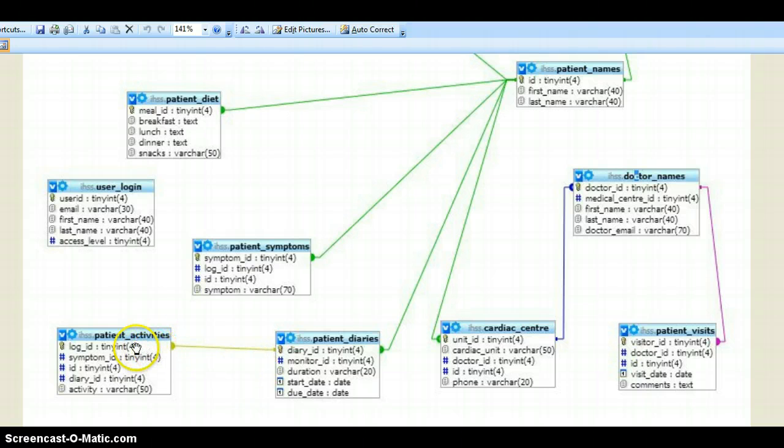And over in this one here then for the activities, you would write in anything that they were doing during the day. You would have a log ID, what time they logged in. You'd have a symptom ID if there was any symptoms, if there was any pain. You have a diary ID, which is this one here, and you would have an activity ID, whatever activity they were doing, whether it was strenuous, whether they were going for a walk, or doing housework, or whether they were doing no activity at all and just sitting in the house.